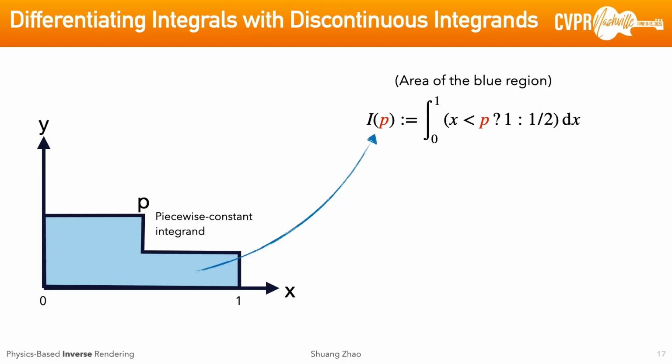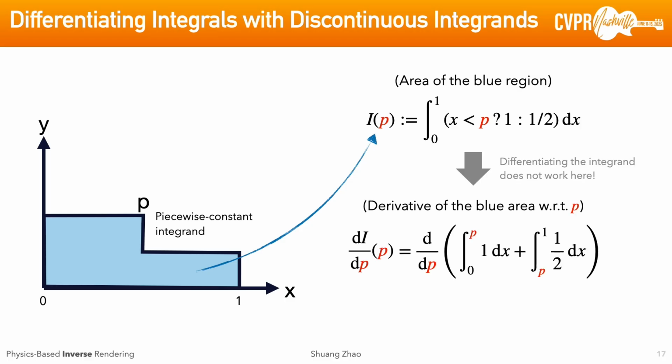So let's go back to the toy example I showed earlier. If we want to differentiate this toy integral, the correct way to do it is actually to break this integral into two, right? Because for the first one, we integrate from 0 to p, and the other one from p to 1. We basically break this step function into two constants. It's a piecewise constant function, so we can break it into two.